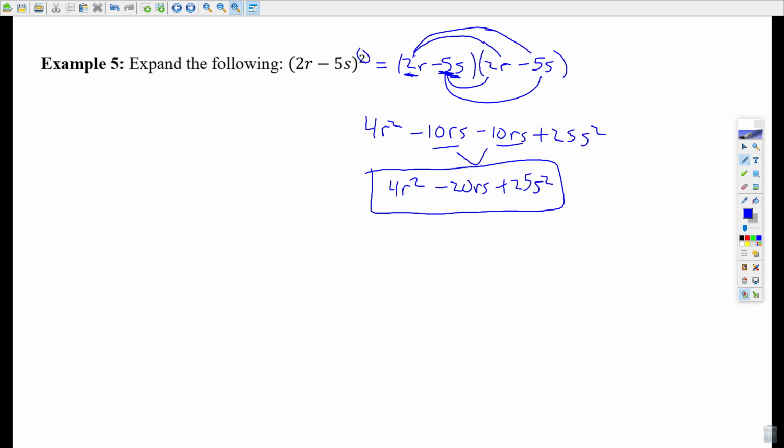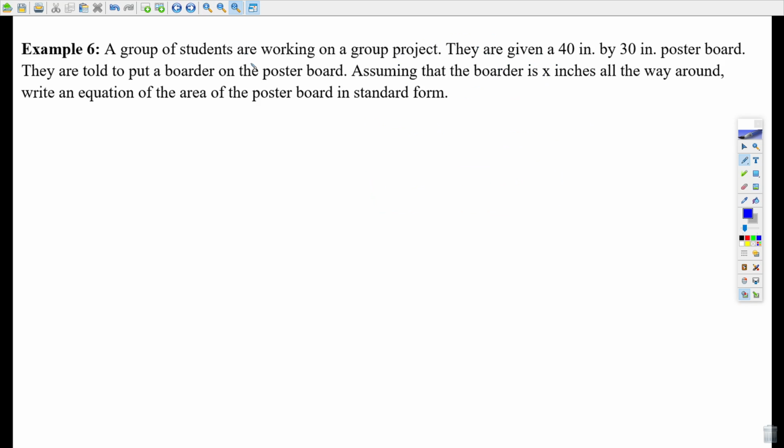Okay, we got one more to go through. Example 6. A group of students are working on a group project, and they are given a 40-inch by 30-inch poster board. They are told to put a border on the poster board, assuming that the border is x inches all the way around. Write an equation of the area of the poster board in standard form.